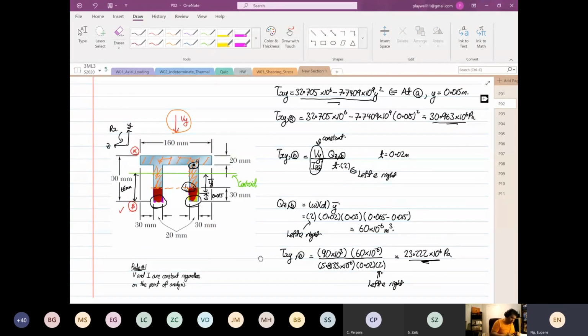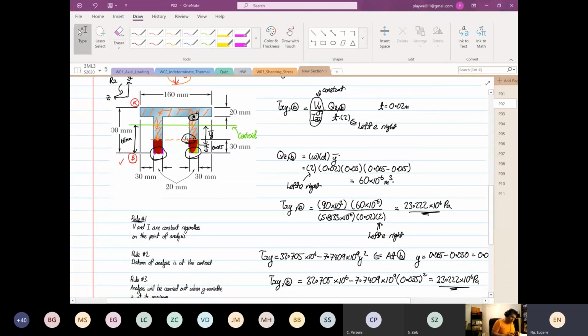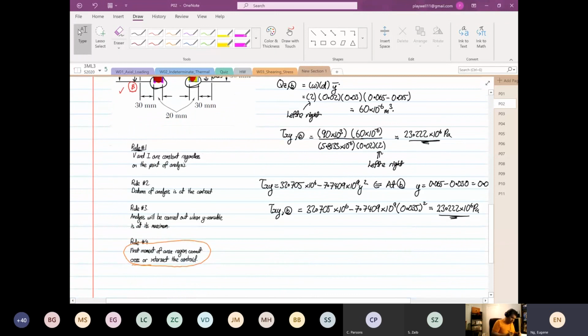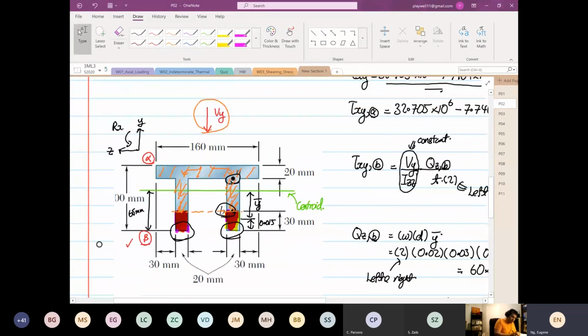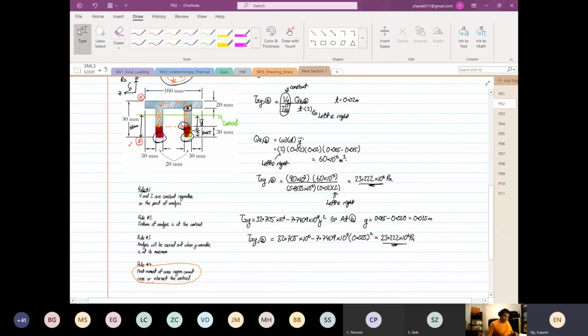And then the next thing to learn is you want to take point B. If you choose the wrong area, you find the wrong first moment of area, and it's not going to work out, because one of the rules is that the first moment of area region cannot cross or intersect the centroid. That's why you have to start from the bottom. It is very abstract because your shear force starts from the top. It's so mechanical engineer, right? Seeing is believing. Not for this case, because of how we derive the first moment of area.